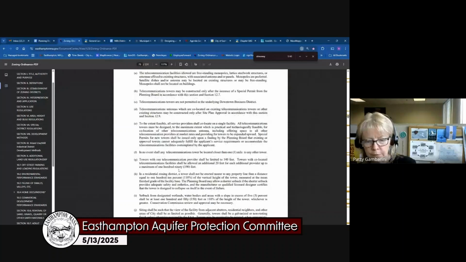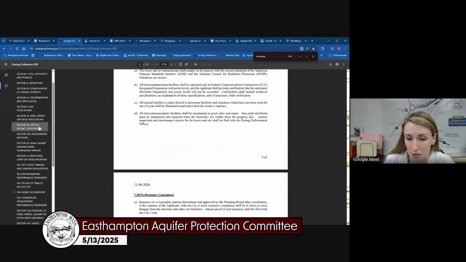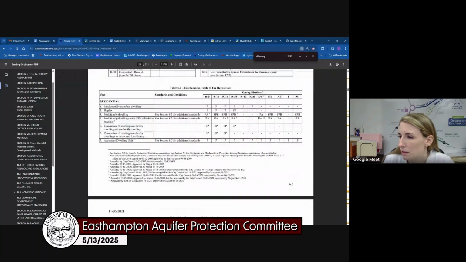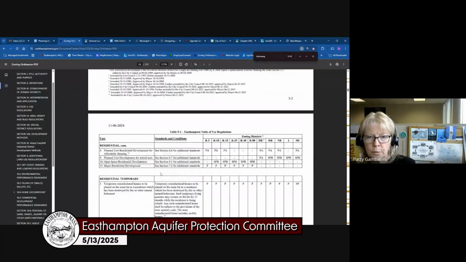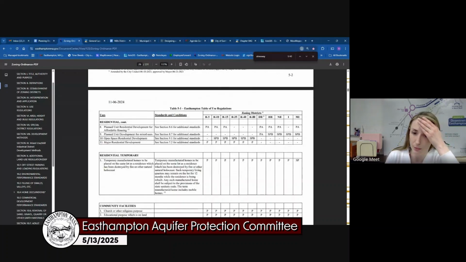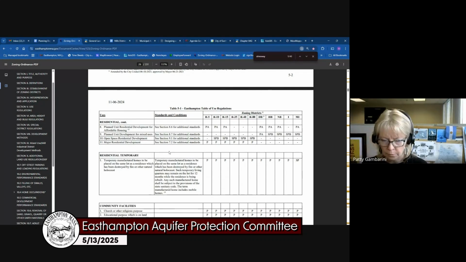It's weird. So it's got to just be a subdivision. It's the only thing that makes sense, and maybe it's referencing the wrong place. Yeah, that could be it. But there are also restrictions on wireless communications facilities. Okay. All right.